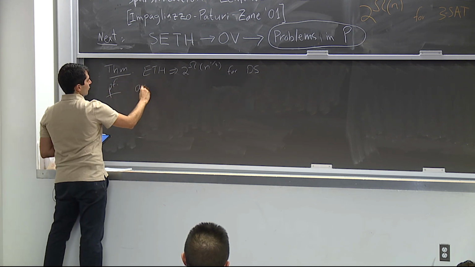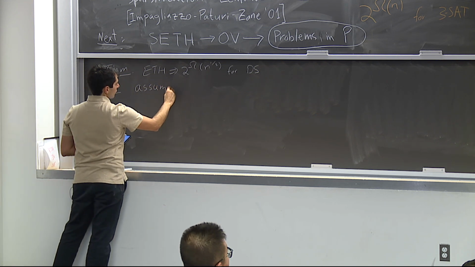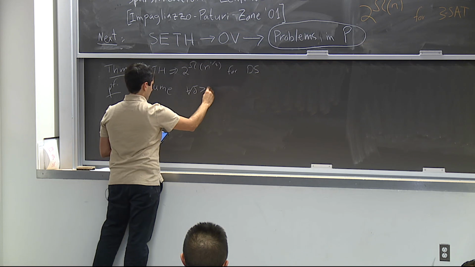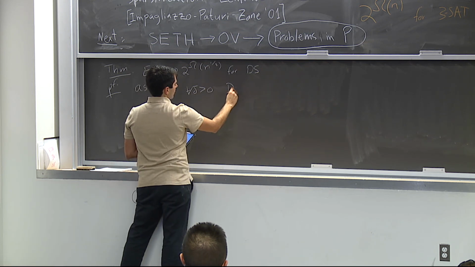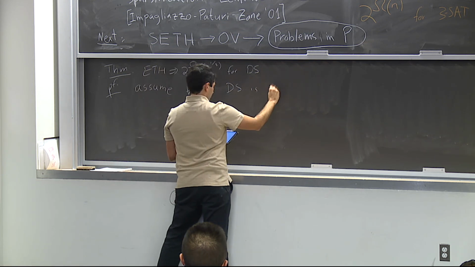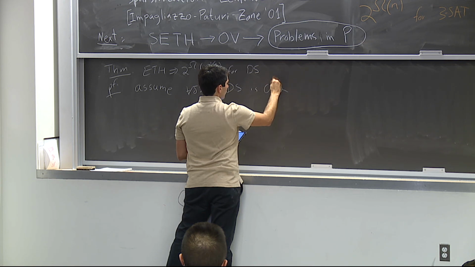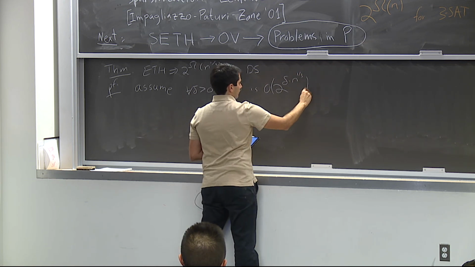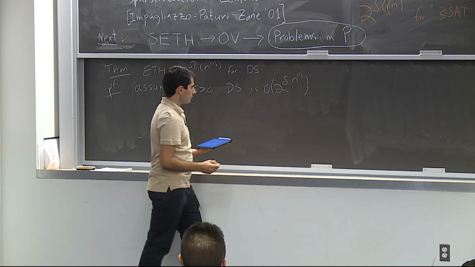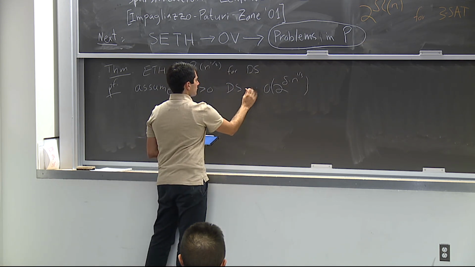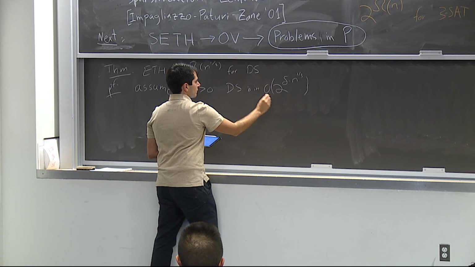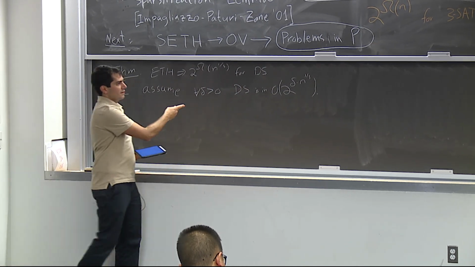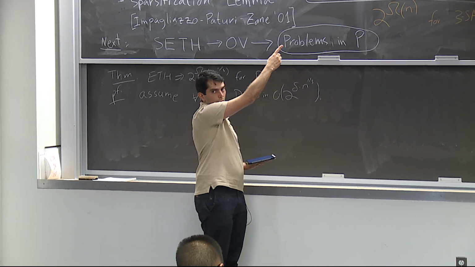So for the proof, we're going to assume that this is not a lower bound. So what it means is that for every delta, dominating set is in O of 2 to the delta times n to the 1/3. Okay. And we're going to use this plus that reduction to refute ETH.